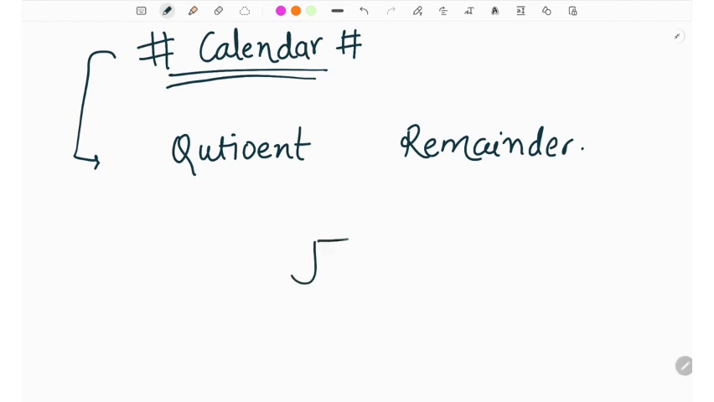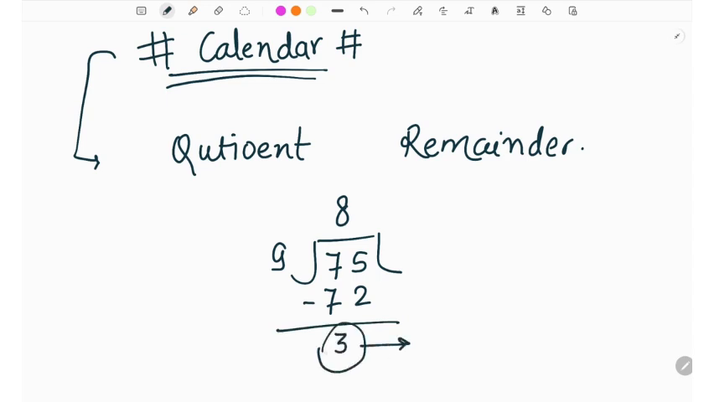Look here now, for example, I have a number 75. If I want to divide this number by 9, 9 eights are 72. Here what will I get, student? 3 is left. This left out amount is nothing but what is called the remainder.